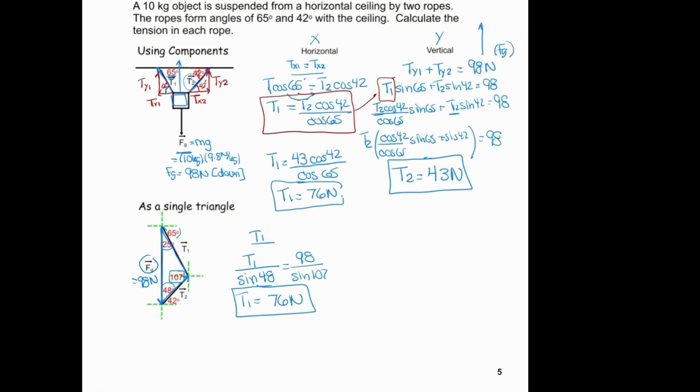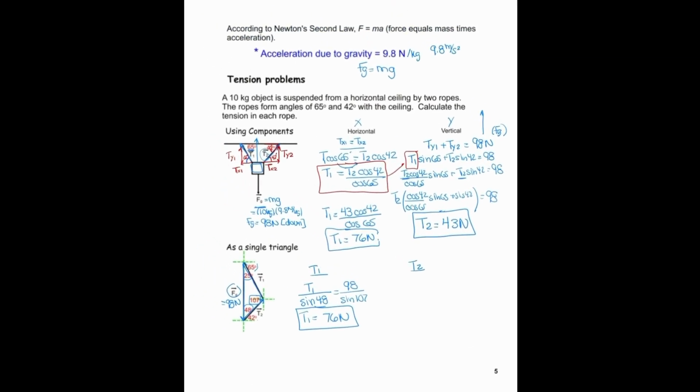We can do the exact same thing for the tension in rope 2, or tension 2. So this time we're going to have T2 over its opposite angle, and its opposite angle is 25, so sine 25, and that's equal again to my force of gravity, 98, all over sine 107. Rearrange to solve, and that gives me tension in rope 2 of 42 newtons.